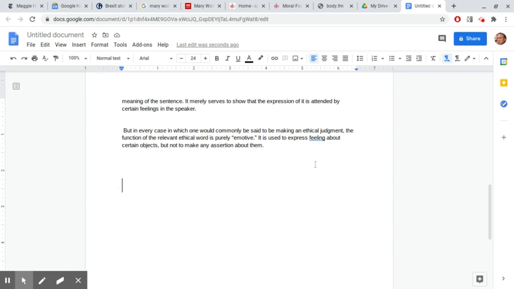Before we get started on the details of this section of a book by A.J. Ayer called Language, Truth, and Logic, which is a very important book written, I think, in the 1930s, really changed a lot of people's view of philosophy, what philosophy is. And this is just a section on morality or moral philosophy.